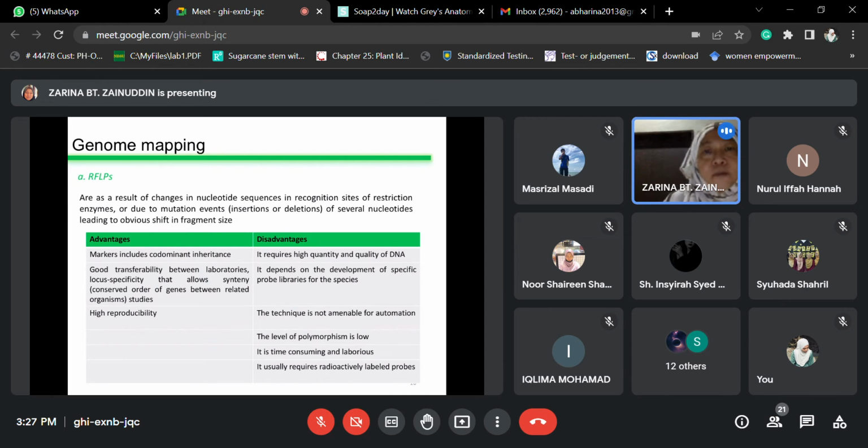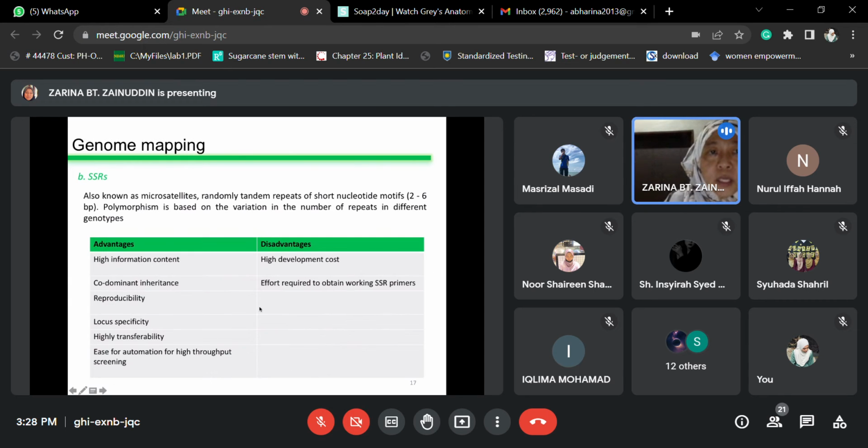Okay, alright. So this is RFLP. RFLP is a marker based on using restriction enzymes. So any question? Do you want to see another video? I think it's quite clear, right? RFLP. Alright. And the second one is based on simple sequence repeat, based on microsatellite.